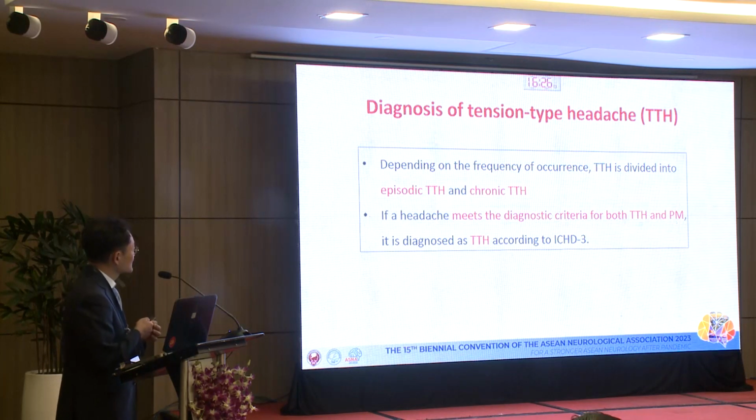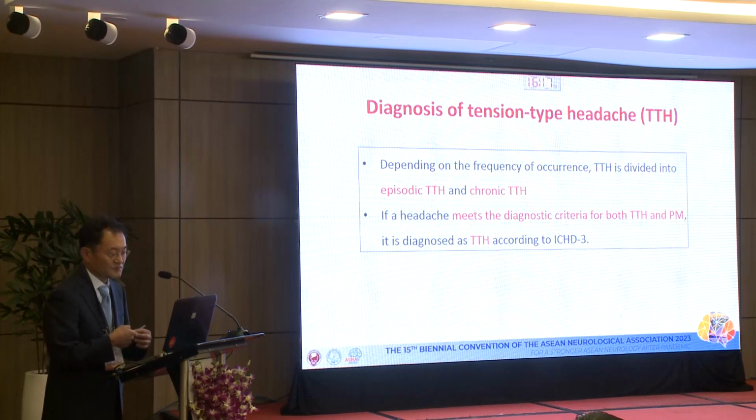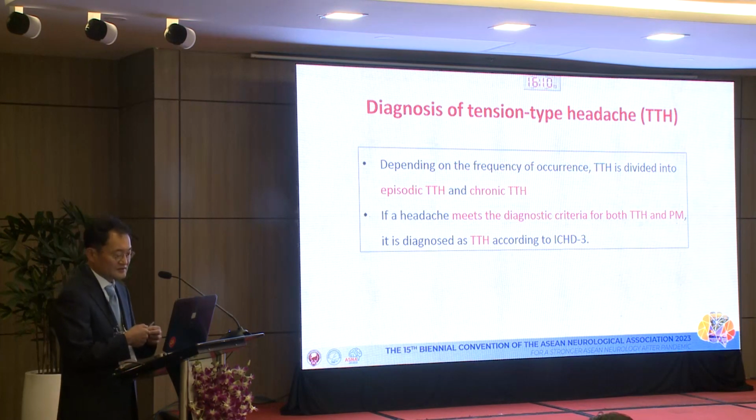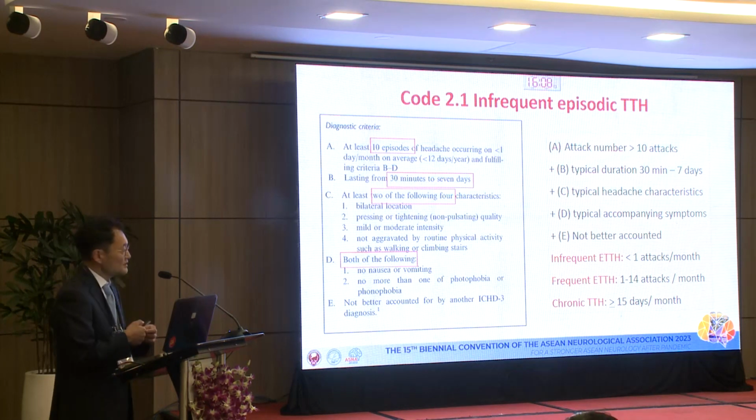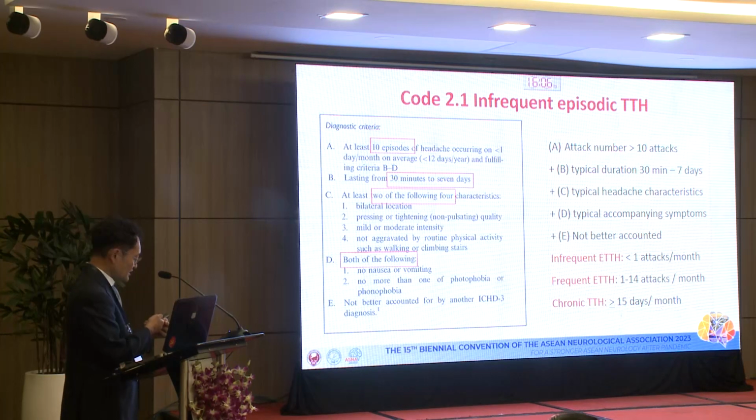Tension-type diagnosis. Tension-type headache is classified into episodic and chronic tension-type headache based on the frequency. If a headache meets the diagnostic criteria for both tension-type headache and probable migraine, it is diagnosed as tension-type headache according to ICHD-3 criteria. This is the diagnostic criteria of tension-type headache.